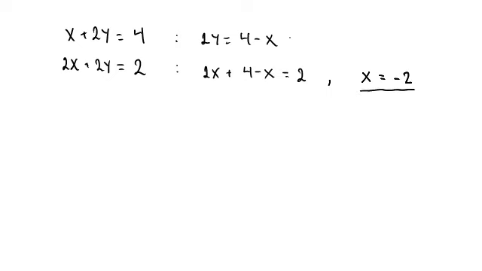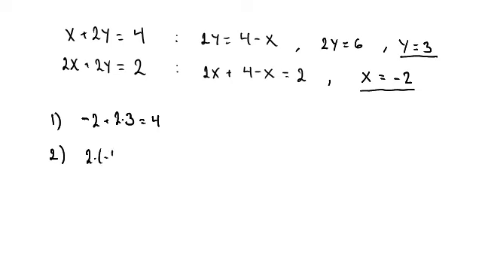Replacing x with minus 2 in this equation, we have 2y is equal to 6, or y is equal to 3. We can check that this is a correct solution in the first one. Minus 2 plus 2 times 3, that's precisely 4. And the second equation, 2 times minus 2 plus 2 times 3. If you have more equations and more variables, then this method is quite cumbersome, and we'll look at a more efficient method for solving systems of equations.